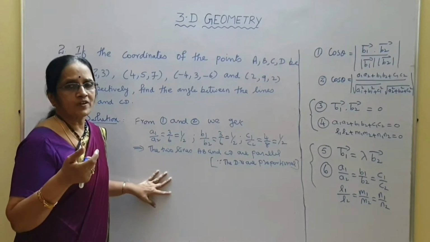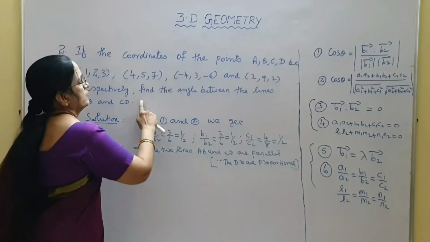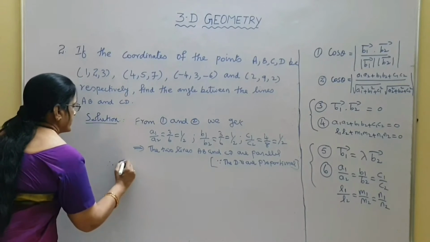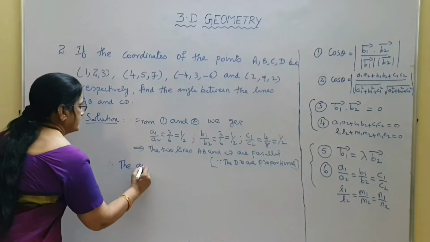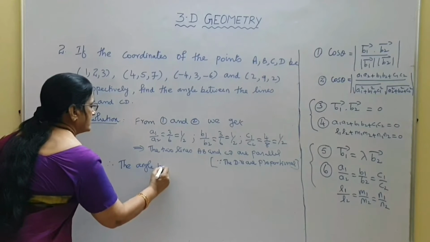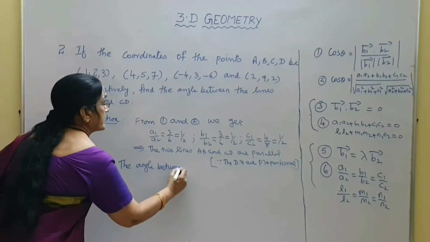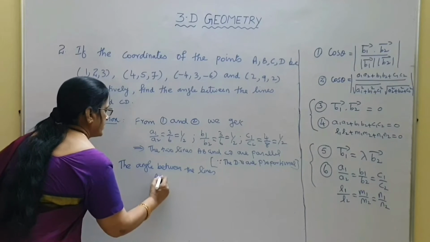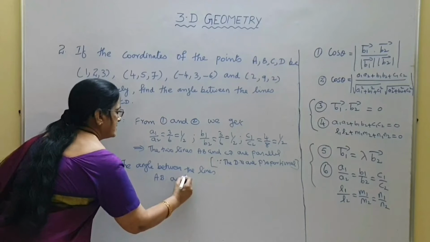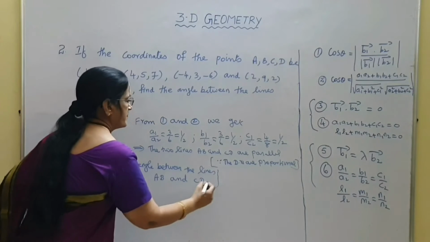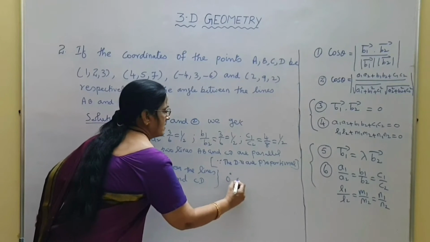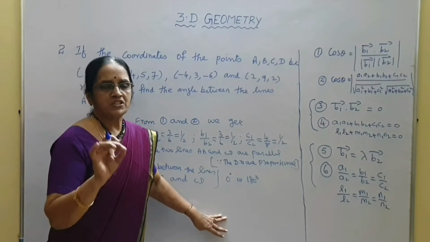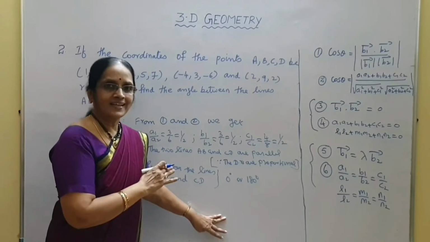Always you have to conclude your answer to the point. See here, find the angle between the lines AB and CD. Therefore, the angle between the lines AB and CD is 0 degrees or 180 degrees. So both should be mentioned by you. This is going to be your final answer.